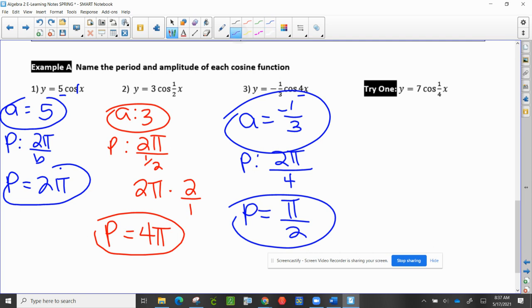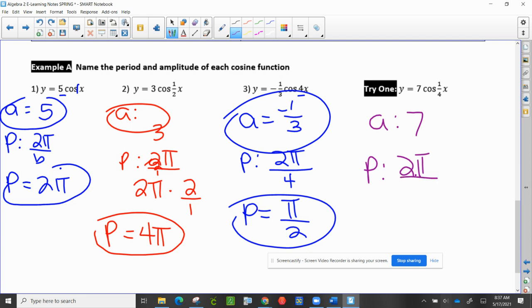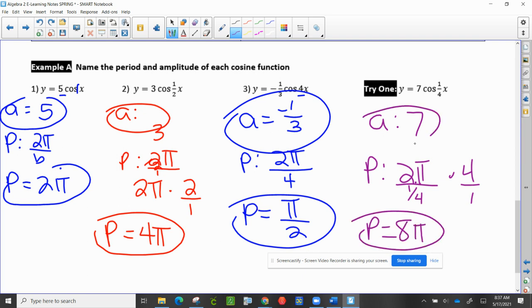I'm going to have you guys try one. Find your amplitude and period for this one. So let's start with the amplitude. What is the amplitude for 7 cosine of 1/4 x? Amplitude you should have got as your coefficient in front, 7. Next we'll find the period. If we have 1/4 x, what's the period of this trig function? Well, you'd have to take 2 pi and divide it by 1/4, which ends up being 2 pi times 4 over 1. So you should have got 8 pi for your period.